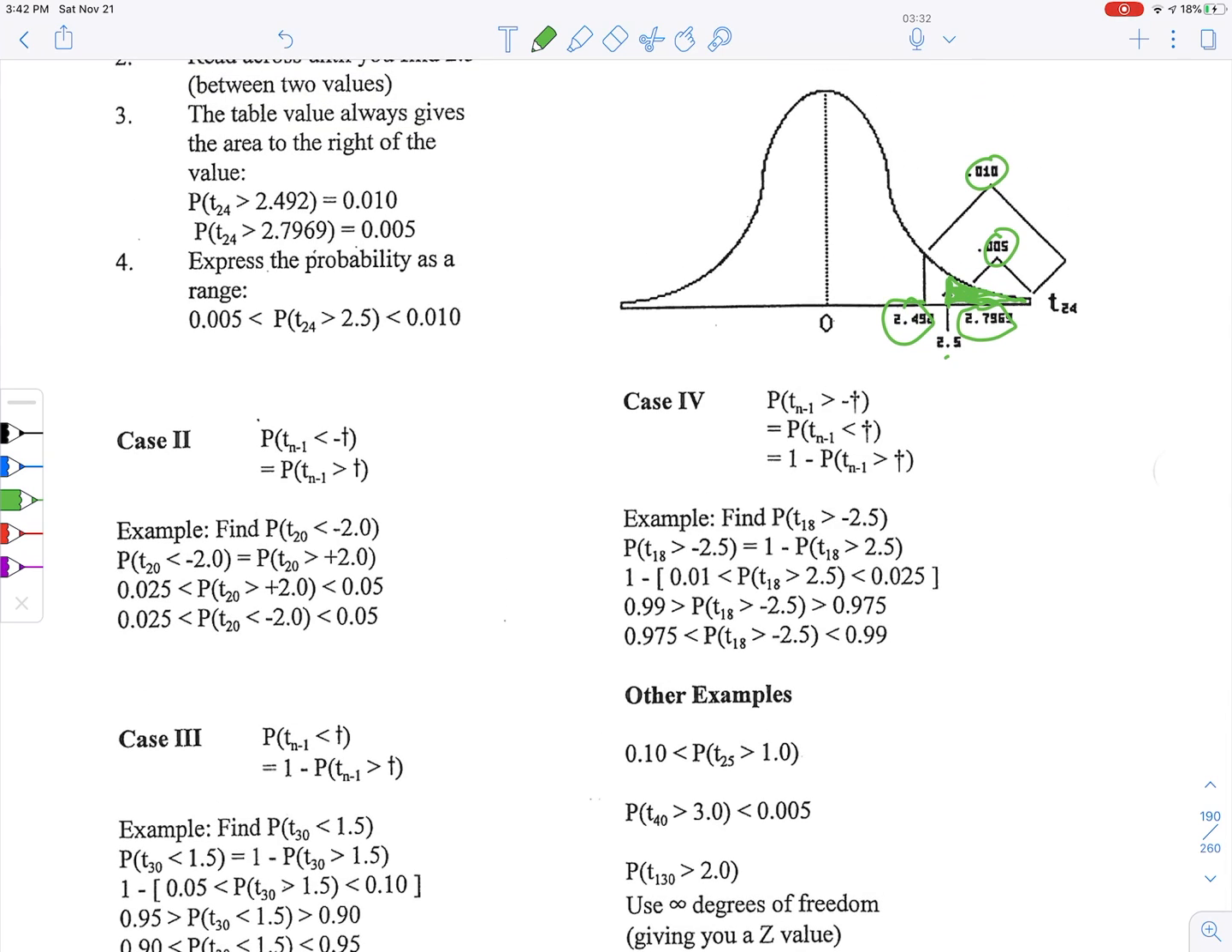Okay, so this is what we've got here then, is that the probability is somewhere less than 1%, but greater than 0.5%. And that's actually the answer.